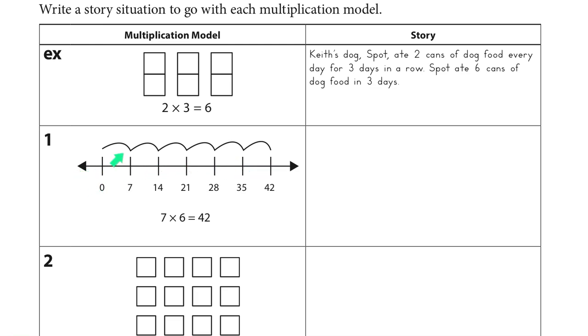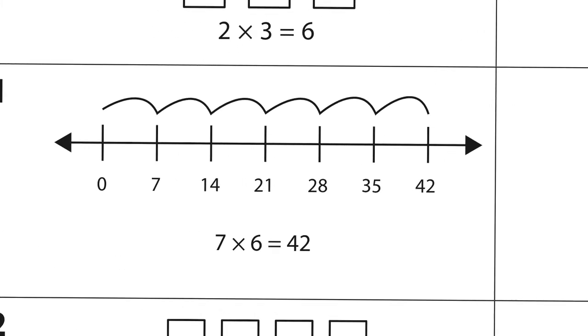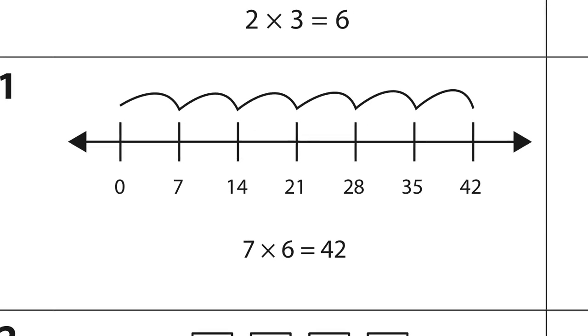I'm starting at 0, and it looks like we're hopping by 7s till we get to 42. 7 times 6 is 42. When you think about maybe what this story could be that goes along with this, maybe this is a distance. Maybe we're moving somewhere. Maybe 6 students are going to take turns moving a heavy object, and they're going to move it 7 feet each turn.